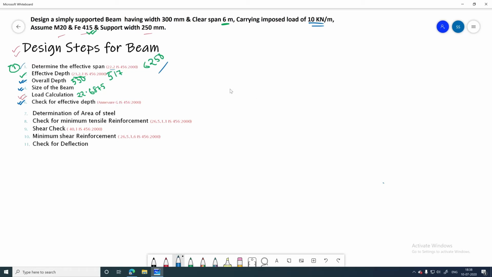The second method is very simple. Look, you know the XU max by D is 0.48, right? And you know the value of D, that is 517. So if you put the value, you can get the XU max value, right? Now if you need to determine the actual depth of neutral axis, that means XU. So how can you determine?